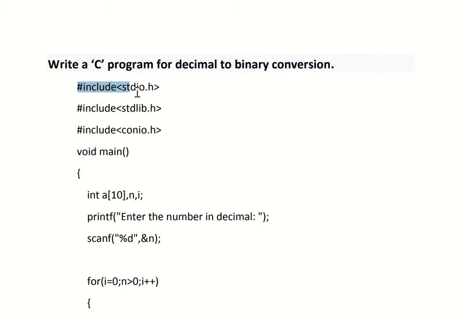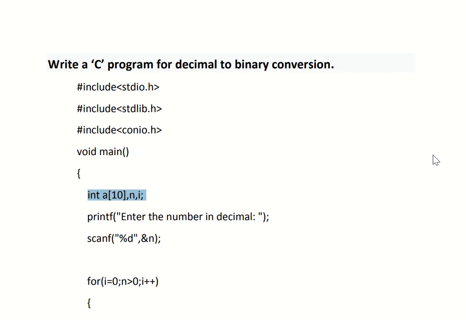First of all, #include <stdio.h>, <stdlib.h>, that is the standard library, and then <conio.h>, that is the console input output header, and .h is the header file. These are nothing but the header files which we have used in this program. Next is the void main function, open the bracket, and we are declaring some variables.